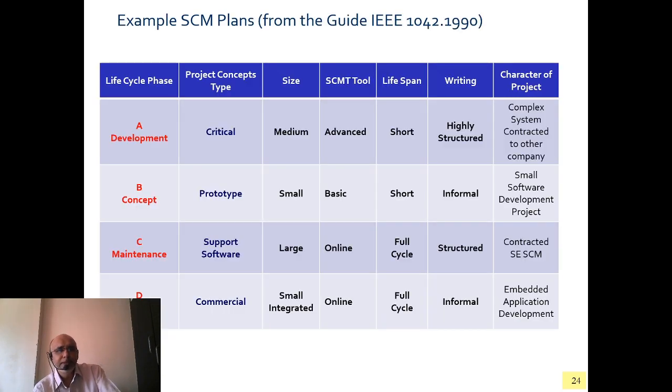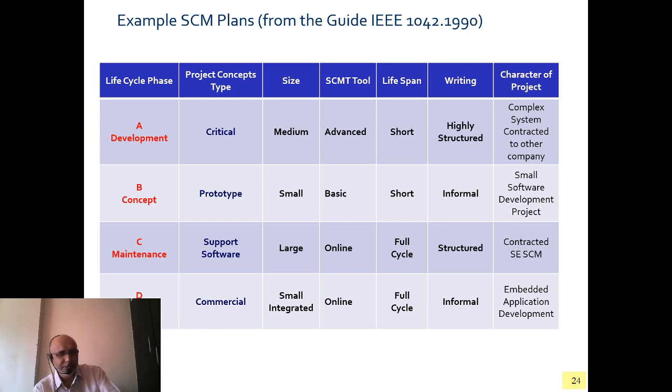So these are the example SCM plans, right? How you will be picking up an SCM tool and what the characteristics of the project are. If the life cycle phase is development, the project concept type is critical, size is medium, and the SCMP tool is advanced. Lifespan is short because a definite turnaround and turn off time is there. Highly structured work should be there, related to a complex system. Quite obvious that development covers ADIT.